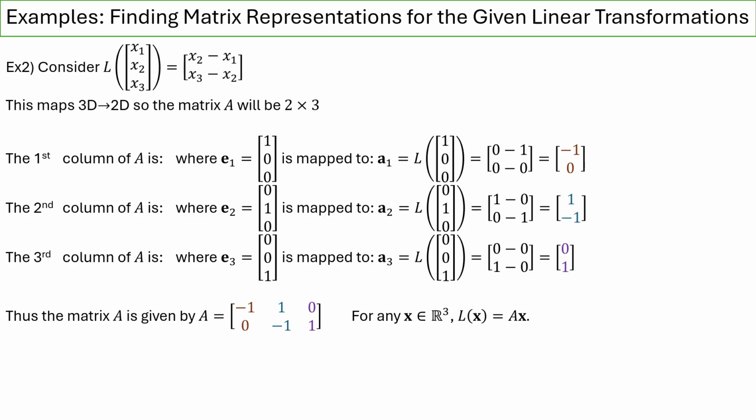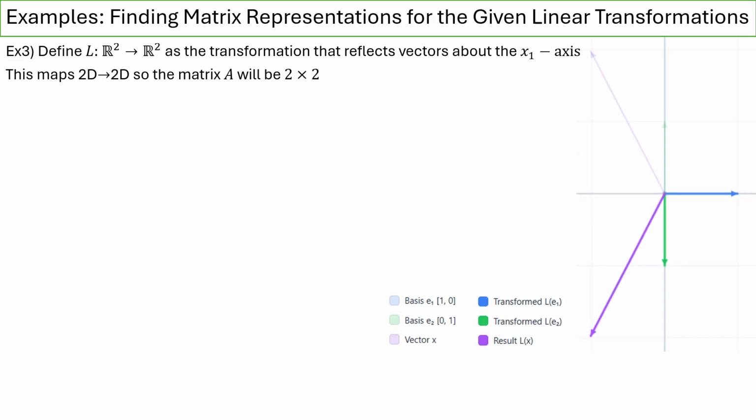This matrix now represents that difference rule for any input vector in 3D space. Let's work together on the next example. Here we define a transformation L from R2 to R2 that is supposed to reflect vectors across the horizontal axis, or the x1 axis. Since we're starting in 2D and ending in 2D, we know our transformation matrix A must be a 2 by 2 grid.